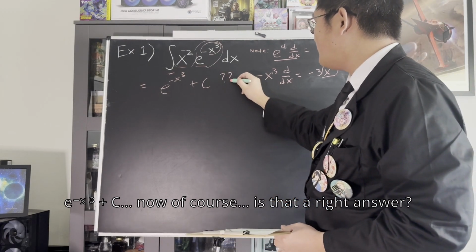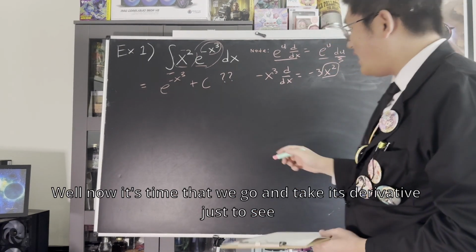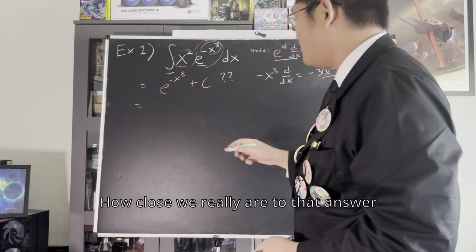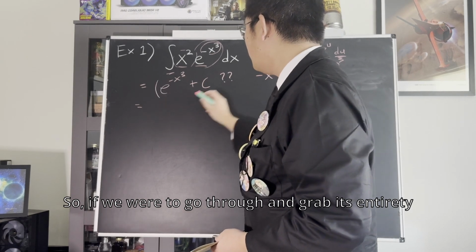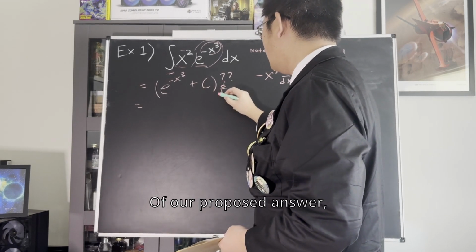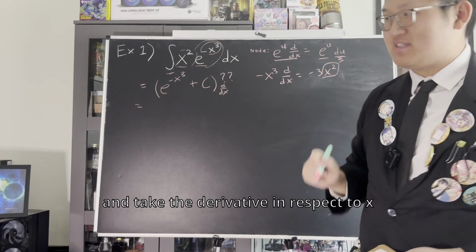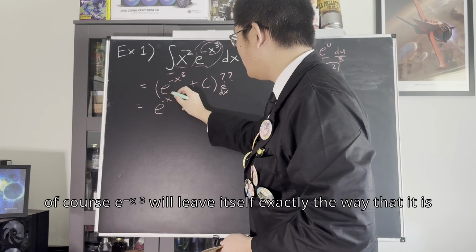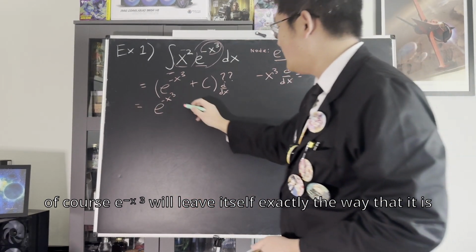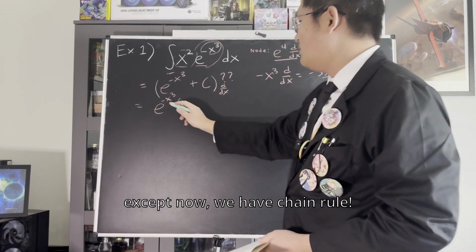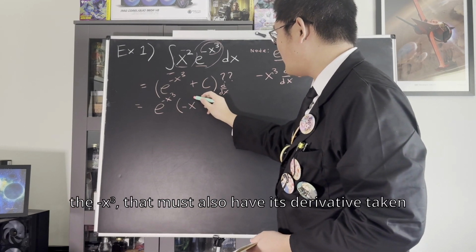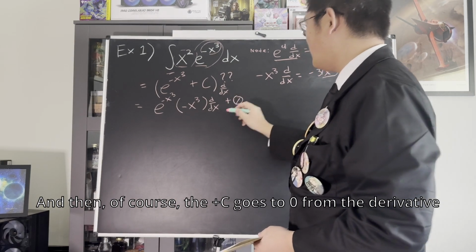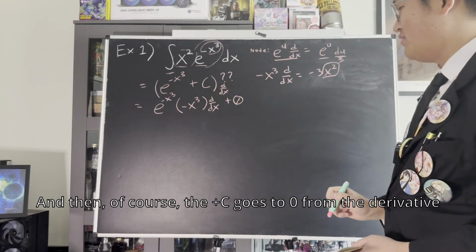Now, of course, is that a right answer? Well, now it's time that we take its derivative just to see how close we really are to that answer. So if we were to grab the entirety of our proposed answer and take the derivative with respect to x, we would achieve the following. Of course, e raised to the negative x cubed will leave itself exactly the way that it is, except now we have chain rule, because that exponent, negative x to the third power, must also have its derivative taken, and then of course the plus c goes to a 0 from the derivative.